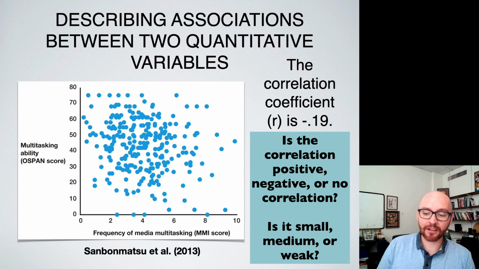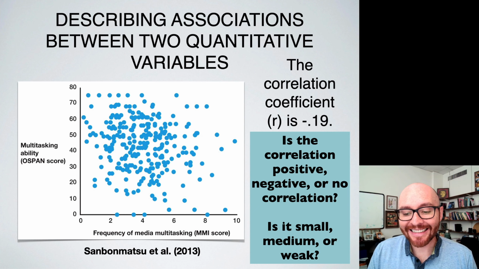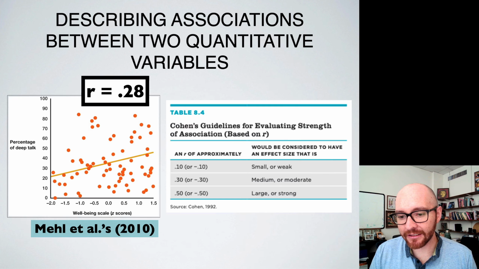Then also, the last thing I forgot to mention, that last question: is this a medium, large, or weak effect size? So it's a negative 0.19.